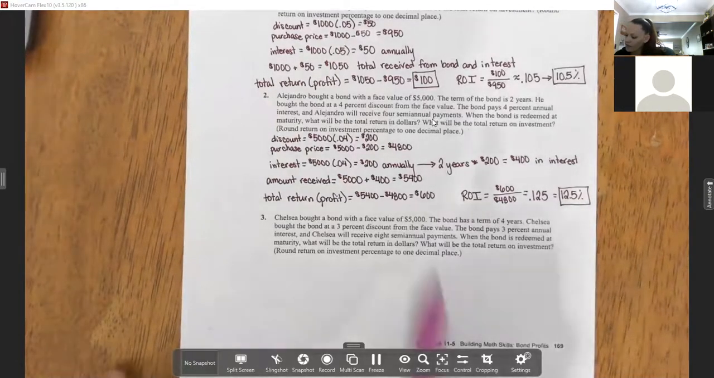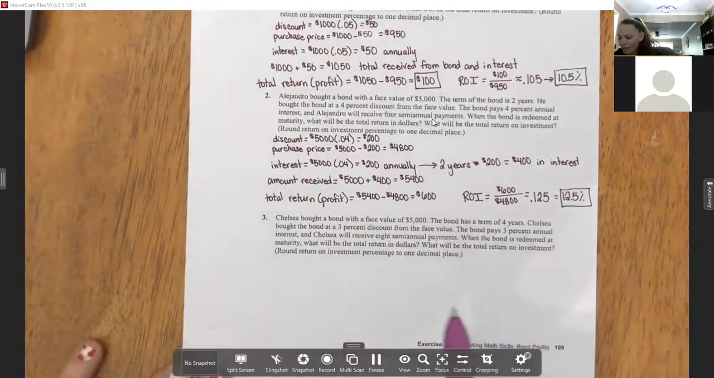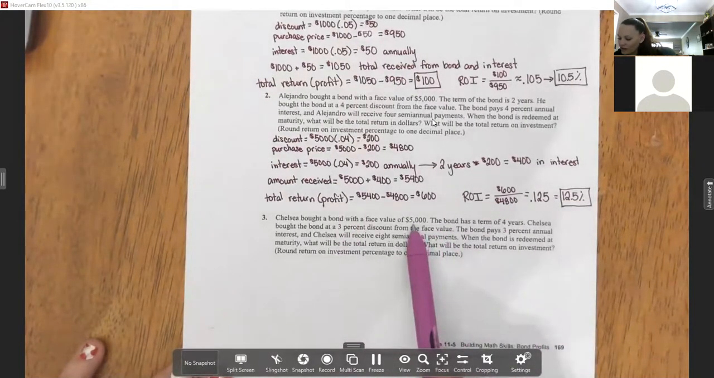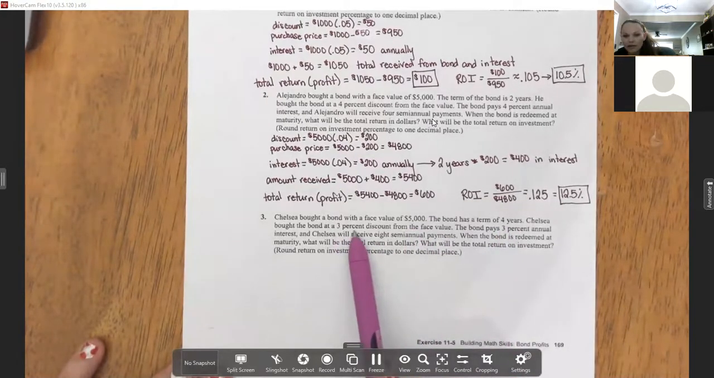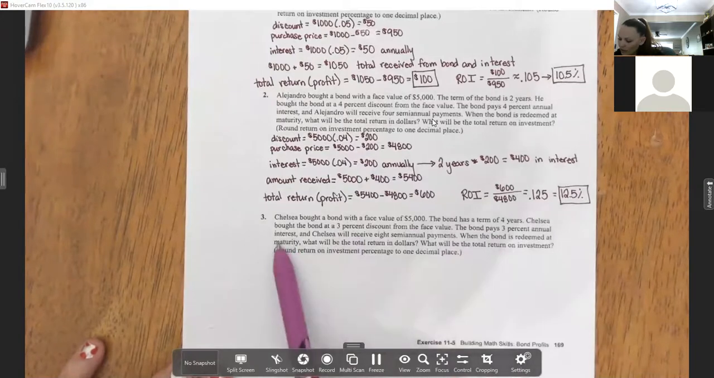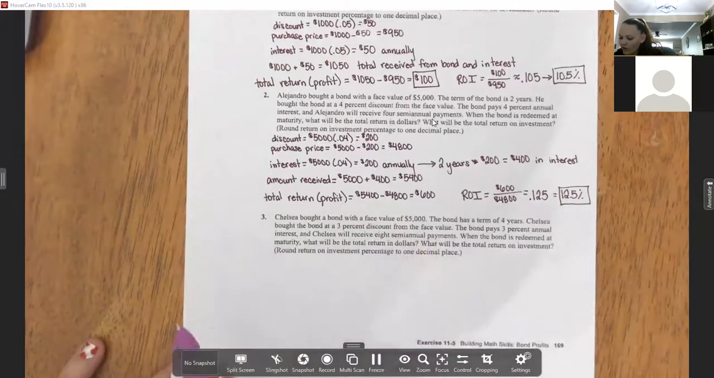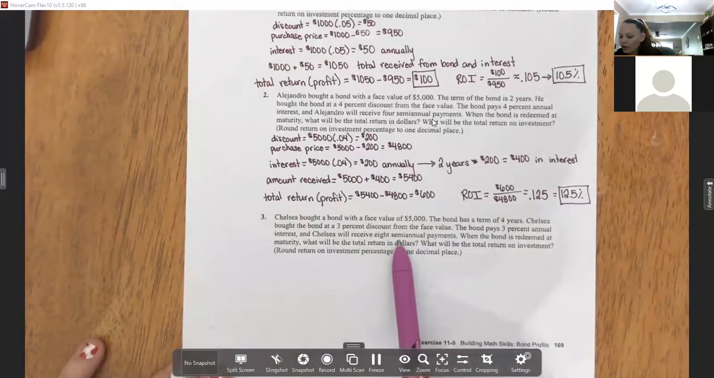So very similar to the problem above and the problem above it. $5,000 is the face value, 4 years. The discount is 3%. It's also 3% annual interest. She's going to receive that over 8 payments because semi-annual means 2 a year. So 4 times 2 is why there's 8.